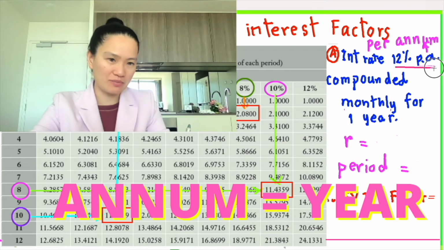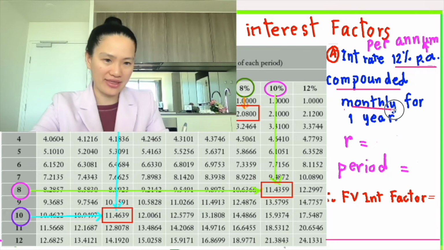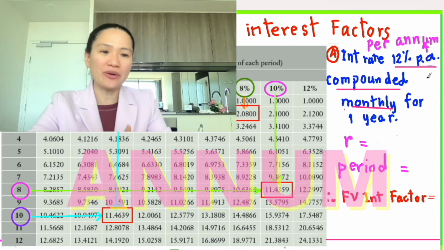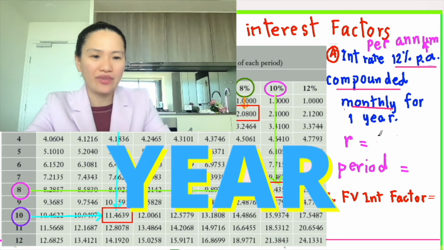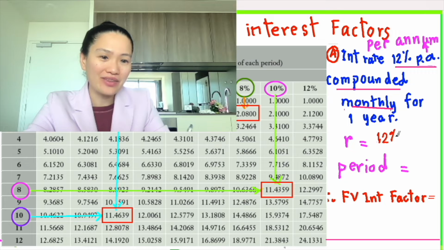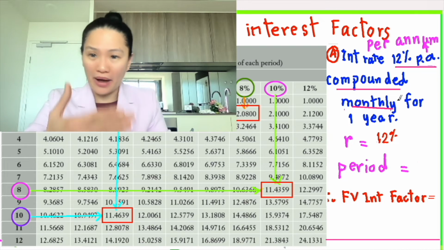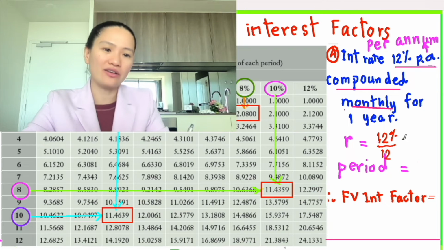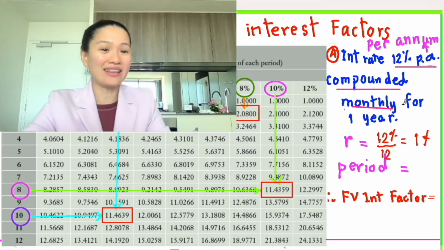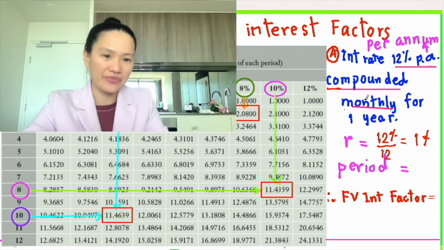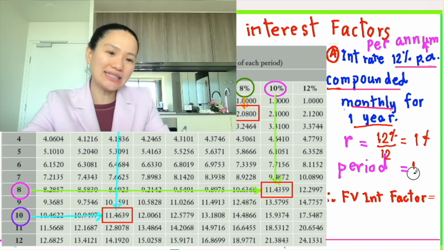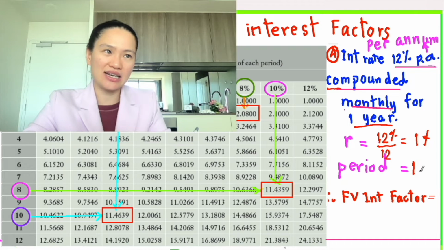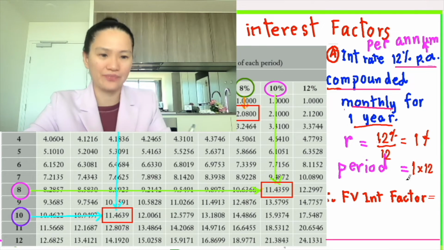Interest rate 12% per annum. Compound monthly. Alright, 12% per annum, 12% per year. So 12% per year, but you compound monthly. 1 year is 12 months. So in 1 month, you divide it by 12. The rate equals 1%. And about the period, it's compound monthly for 1 year. In 1 year, we have 12 months. So we multiply by 12. So the period is equal to 12.